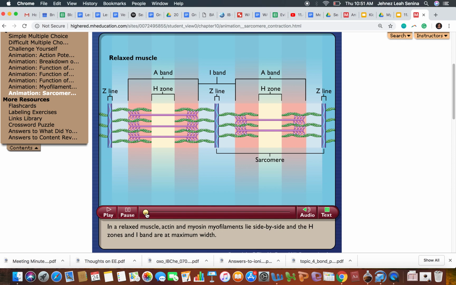Wait, miss, the heads aren't all over the myosin? No, the ends of the myosin will have heads. So the middle part doesn't, only the part where they overlap. That's what we predict. That's just our model. But again, we really don't know.